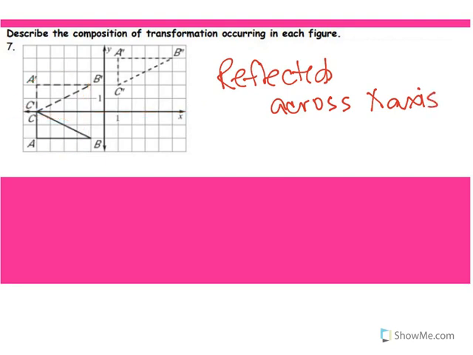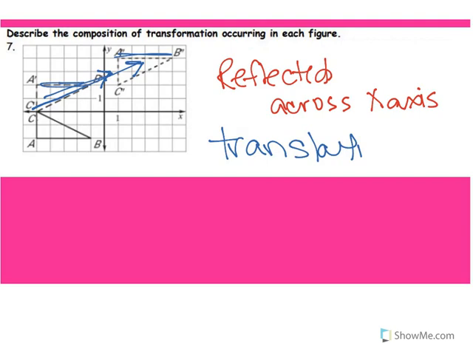Okay, and then how do we get from here to here? Well, it hasn't changed its position. We've still got A and B kind of at the top, right? So it looks like it just shifted from there to there. So we had a translation, right? And this is where we need to kind of get technical. We went up to get there, right? And over to get there.